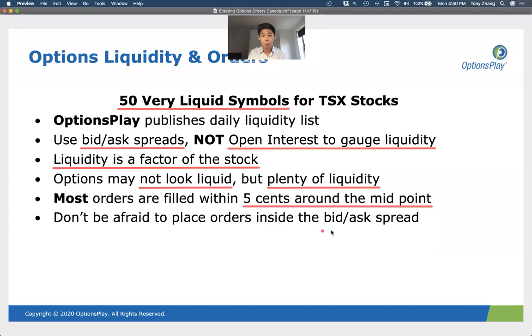And don't be afraid to put orders inside the bid-ask spread. I see a lot of beginner investors, or even experienced investors, who will say, oh, there's no open interest or volume, I'm not even going to bother trying to place an order. You are doing yourself a disservice by not exploring that liquidity.